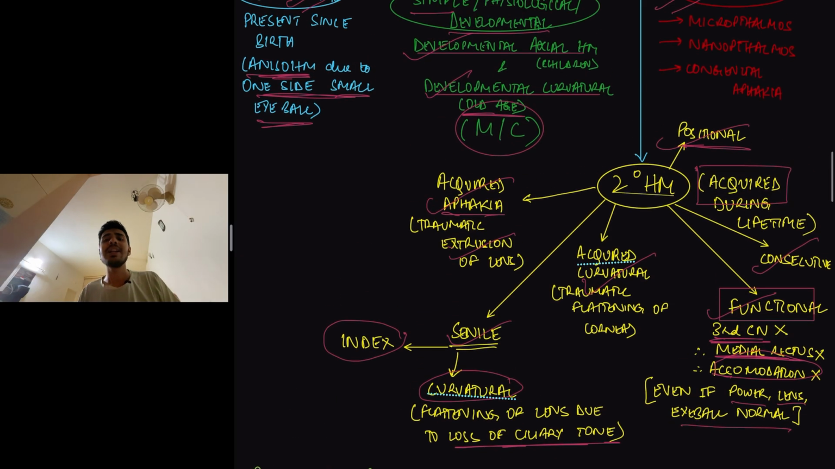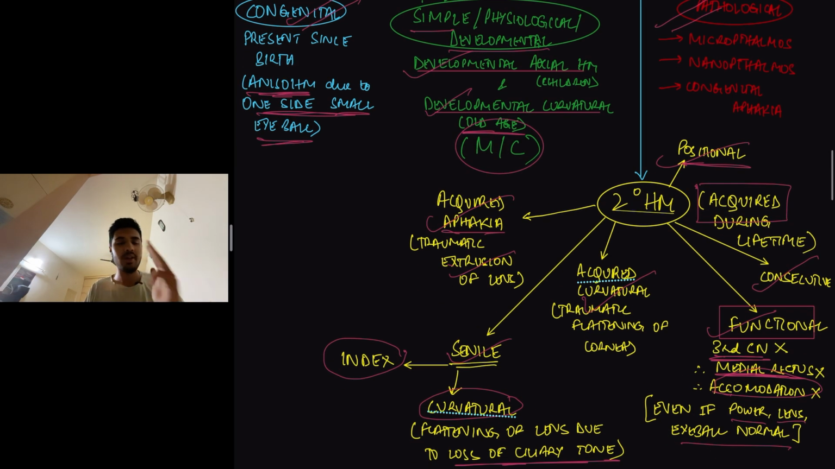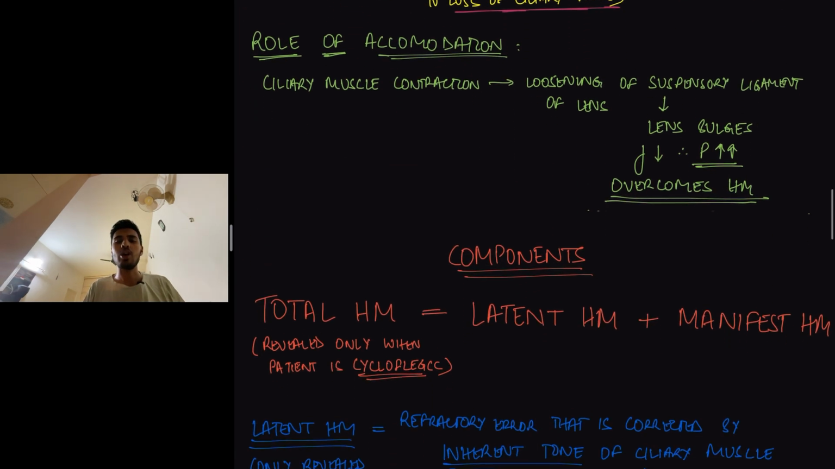So this is about clinical classification. So congenital, pathological, simple or developmental, which is the most common type, under which you have developmental axial in children and developmental curvatural in old age. And then you have secondary or acquired, under which you have 6 different subtypes. Then coming to role of accommodation in hypermetropia.